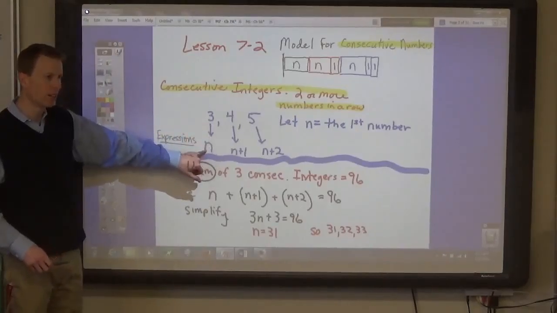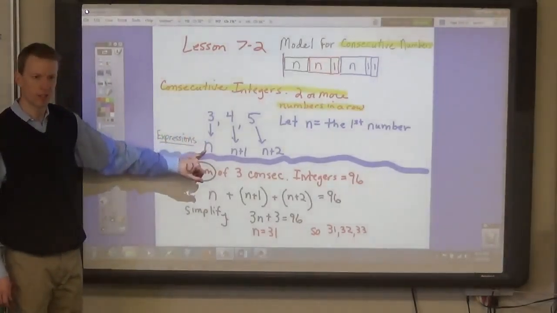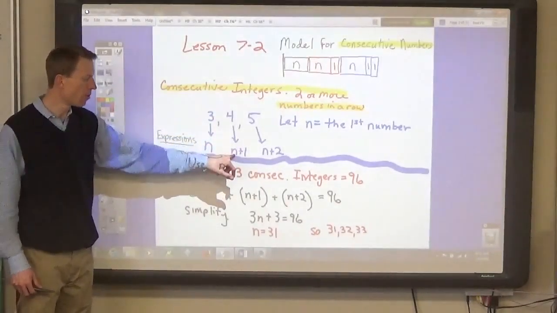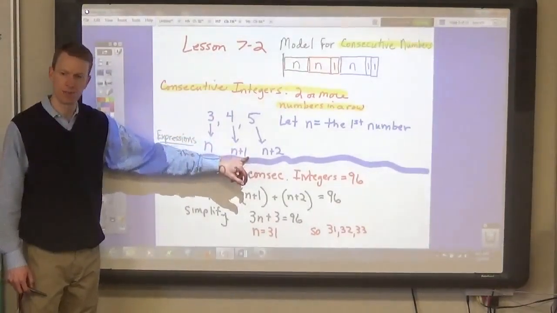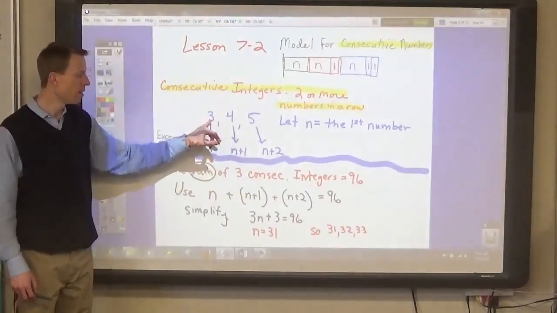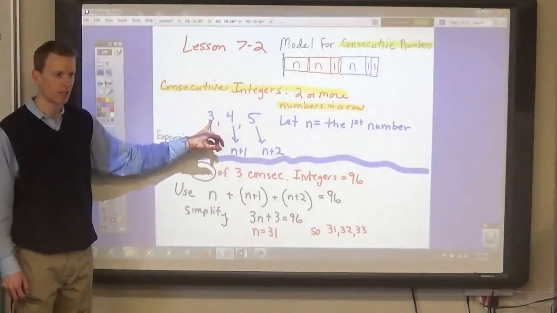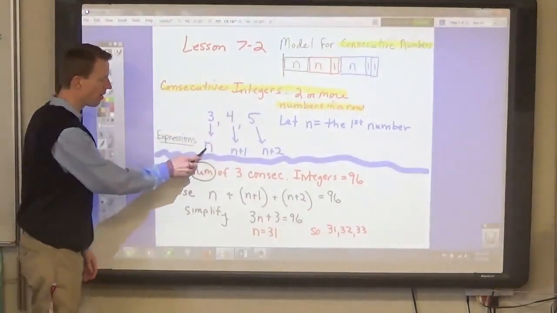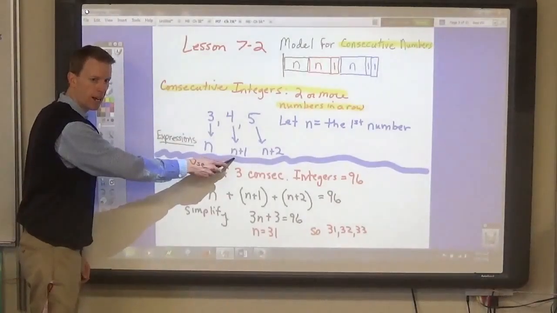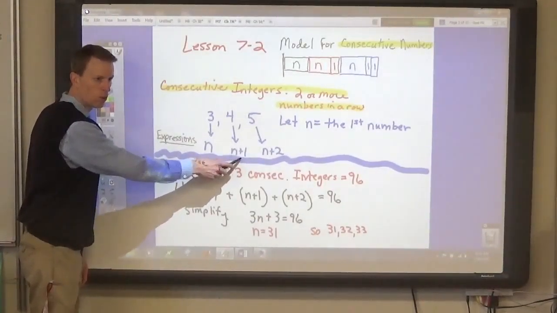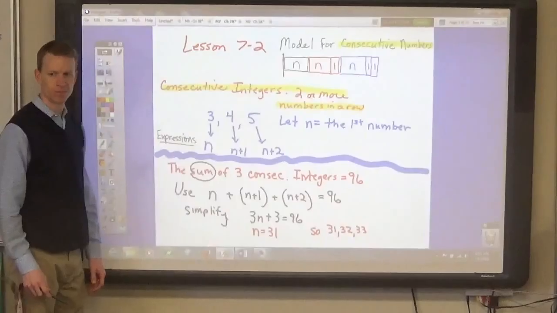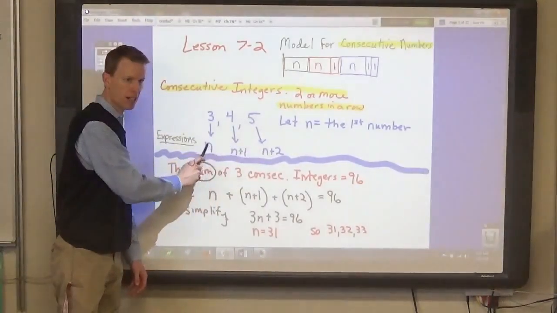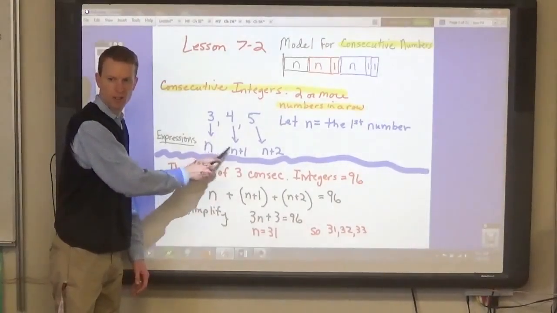I want you to think now, if n equals the first number, then the second number can be expressed by writing n plus 1, right? Because if the number was 3, 3 plus 1 is 4, the next number. So we could write an expression for the next number as n plus 1. And an expression for the third number as n plus 2.